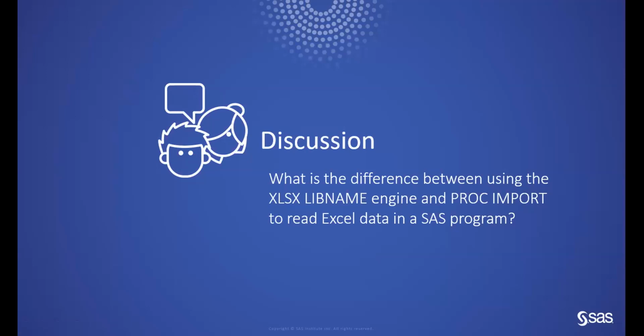What is the difference between using an XLSX libname engine and proc import to read Excel data in a SAS program? The major difference, with the explanation we have seen with sheet equal to and libname. What is the major difference you find? Can anyone quickly revise?